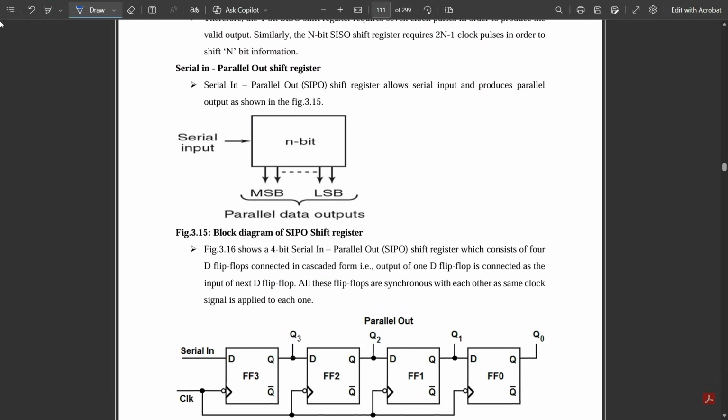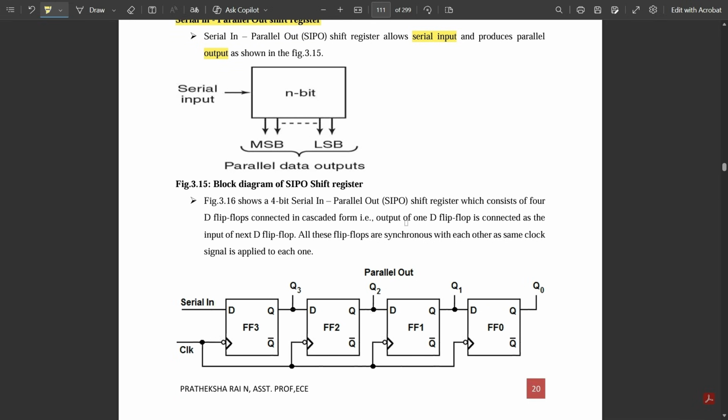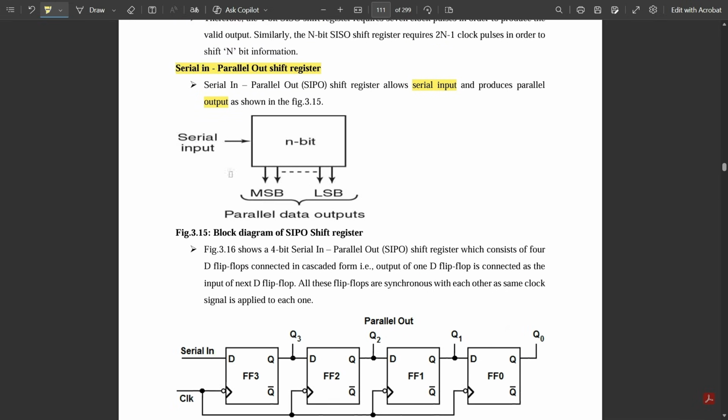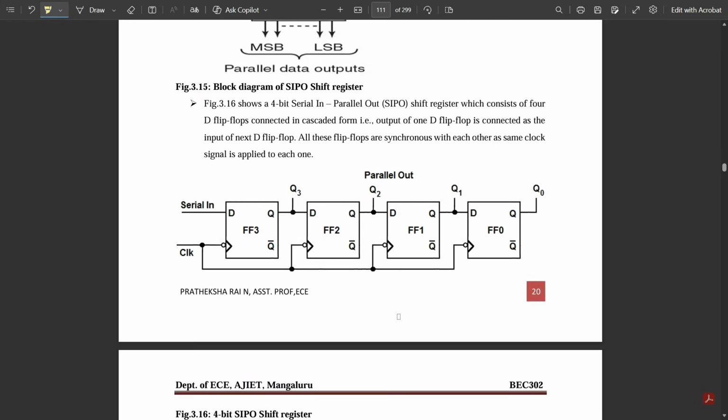Now let's get to the serial in, parallel out shift register. Serial in, parallel out allows serial input and produces parallel output. So this is the basic block diagram you see here. This is the serial input sent, and these are the parallel data outputs which are getting produced, which have some of the MSB and LSB bits. So the block diagram for a 4-bit serial in, parallel out shift register is given here.